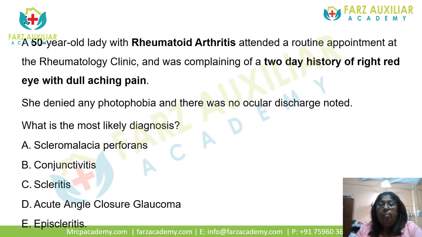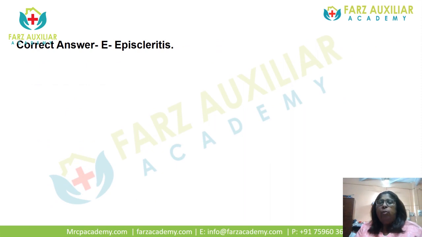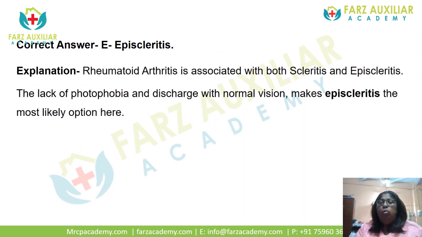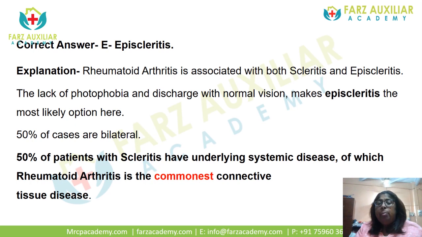The correct answer is E. Episcleritis. Rheumatoid arthritis is associated with both scleritis and episcleritis. The lack of photophobia and discharge with normal vision makes episcleritis the most likely option here. 50% of the cases are bilateral, and 50% of patients with scleritis have underlying systemic disease, of which rheumatoid arthritis is the commonest connective tissue disease.